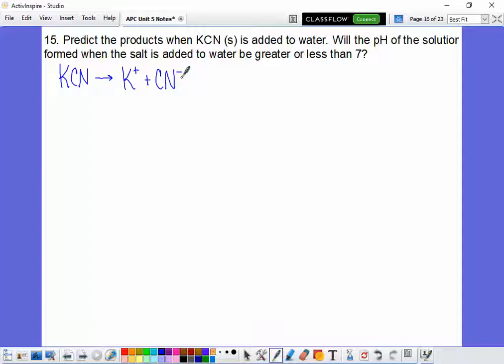All right. Like I said, salts come from acid-base neutralization reactions. So one of these ions is the daughter of a base. It comes from the base. And one of the ions comes from the acid.